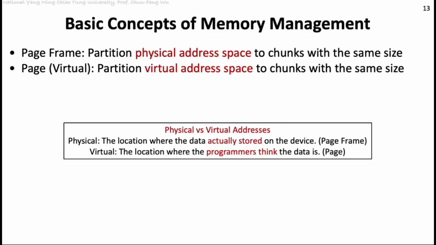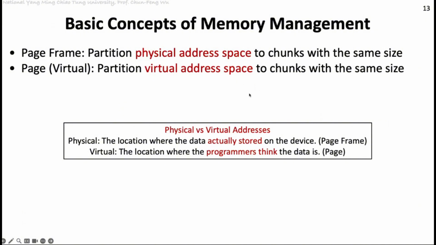So at the very beginning, we need to talk about some basic concepts of memory management. There are two things for memory management. One is called page frame and another is called page. A page frame means the CPU will partition physical address space into chunks of the same size. And a page means the CPU will partition virtual address space into chunks of the same size. So the difference is the address space. There is physical address space and there is virtual address space.